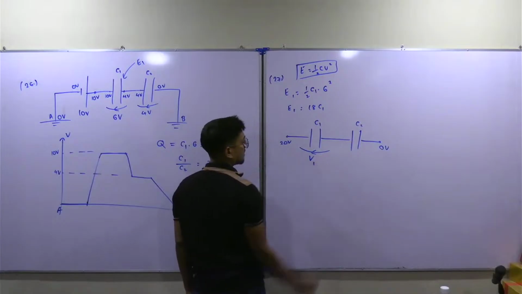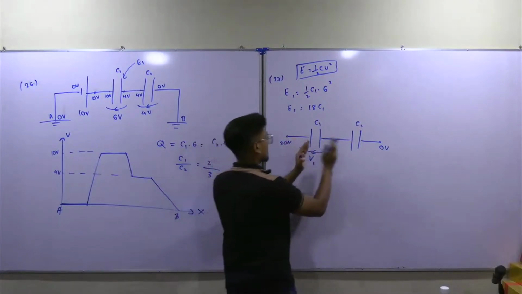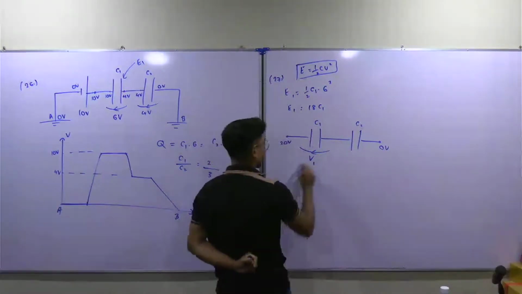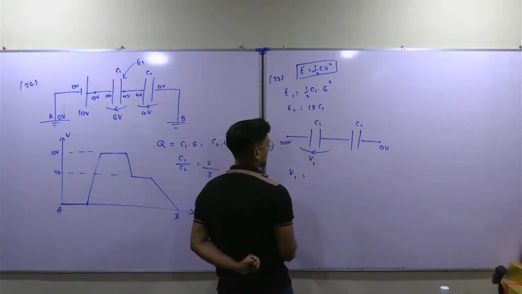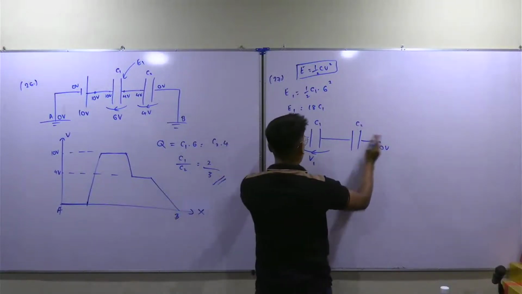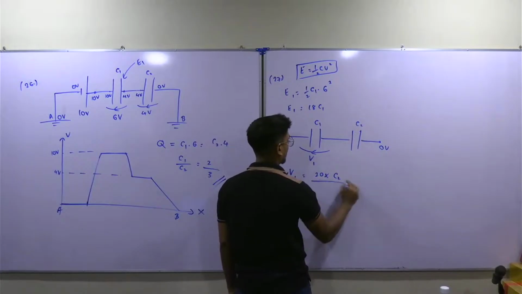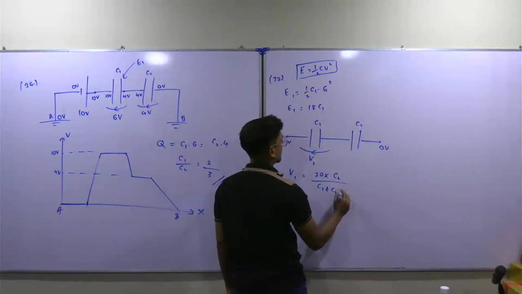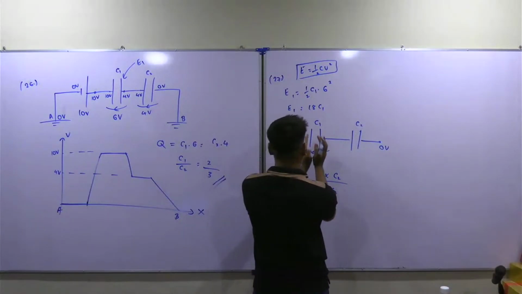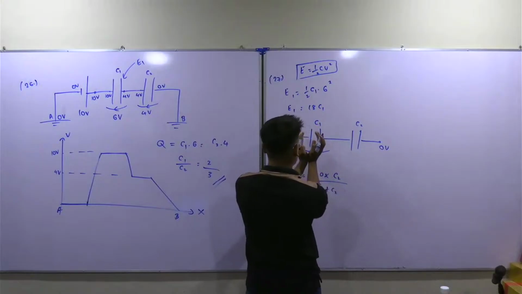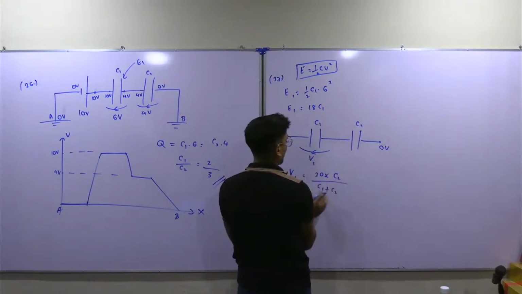How to find V1, Putala? These two capacitors are connected in series. So the potential across this capacitor is the total potential difference, 20, times C2. Can you remember? Divide by C1 plus C2. If you need to find the potential difference across this capacitor, that is total voltage times the opposite capacitance divided by the addition.